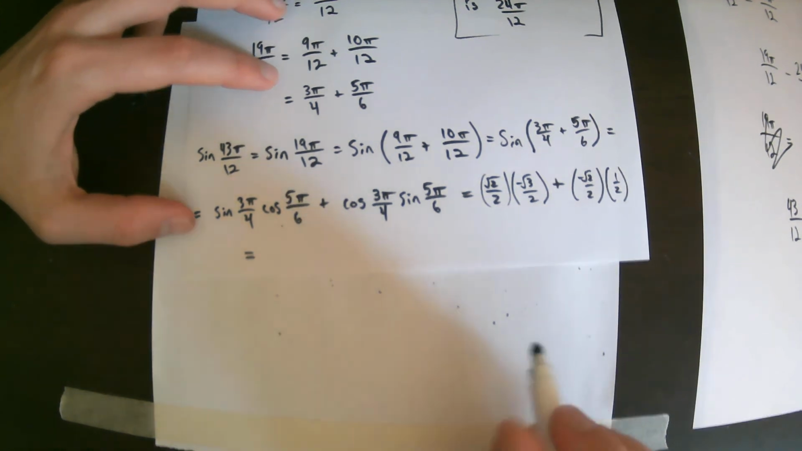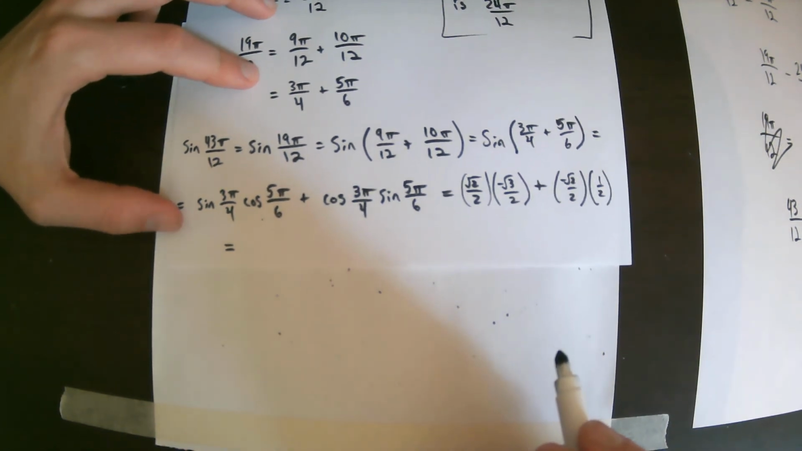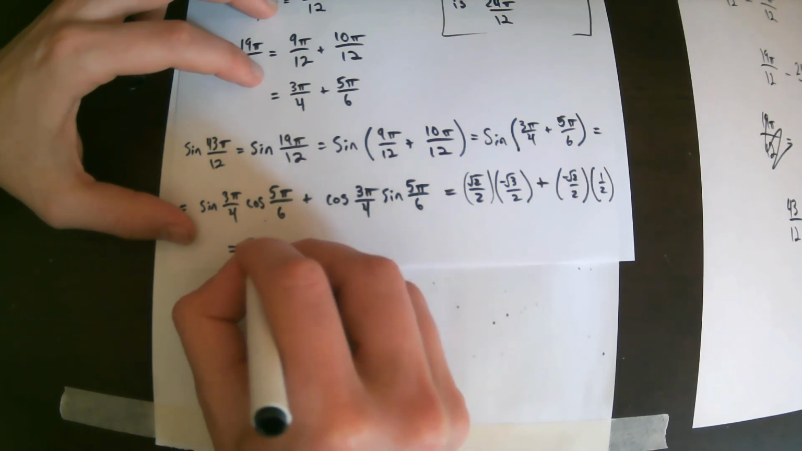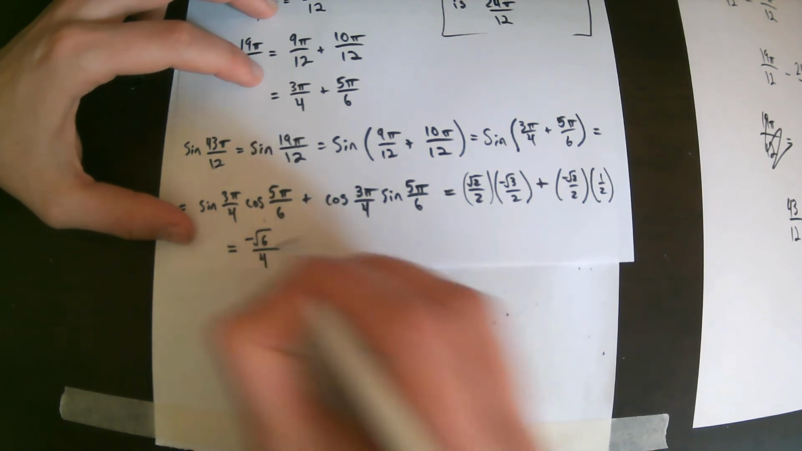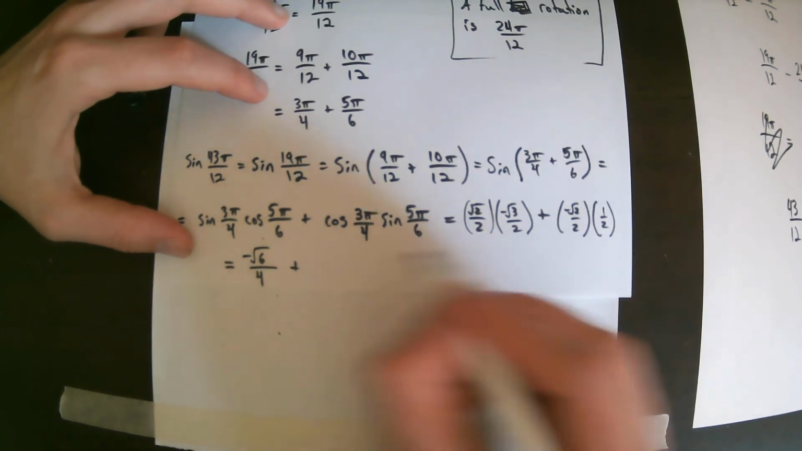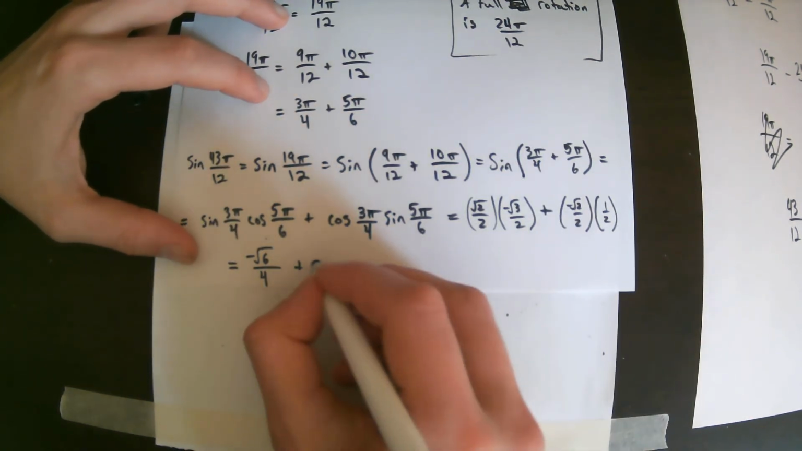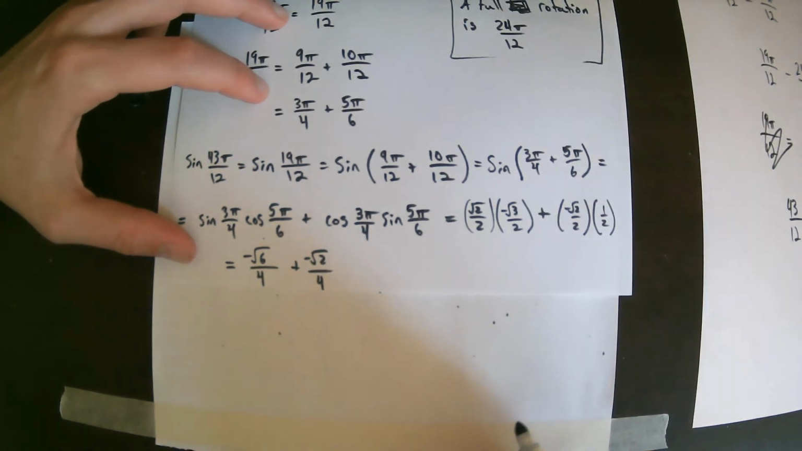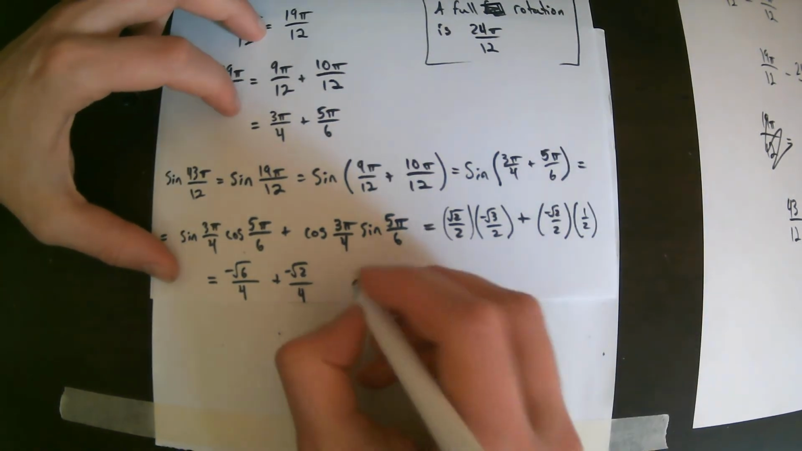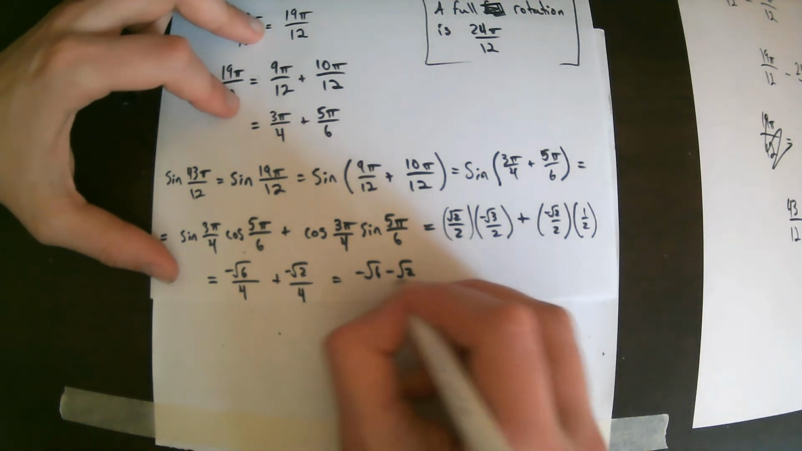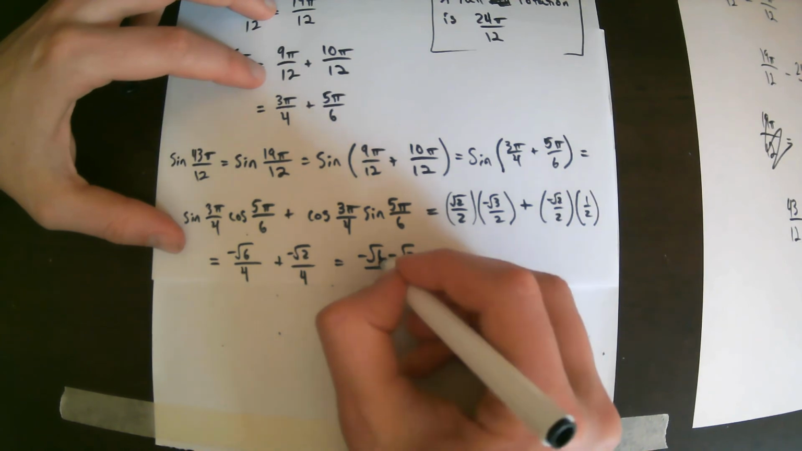Yeah, that should be it. And then multiplying everything, I'm going to have negative square root of 6 over 4 coming from this product of these two, plus negative square root of 2 over 4 coming from the product of these two. And then that's going to be negative square root of 6 minus square root of 2 all over 4. That would be the final answer.